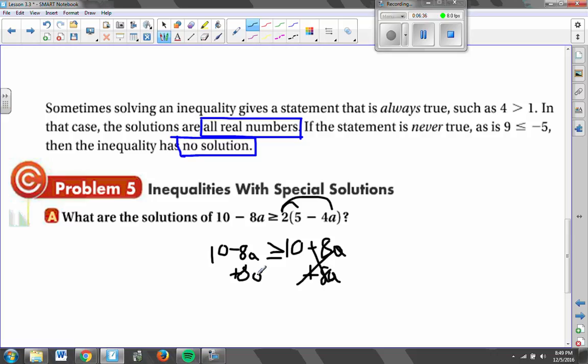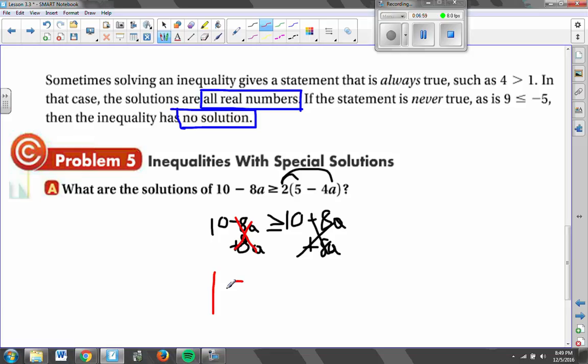The problem is, when I do that, notice what happens on this side. Negative 8a plus 8a, well, that also cancels out, and I have 0 a's left, right? Those are all gone. They disappeared because I had negative 8 and I added 8 to it. Now there's none left. There's 0 a's. So what I am left with actually is 10 is greater than or equal to 10. So now all of my variables disappeared.